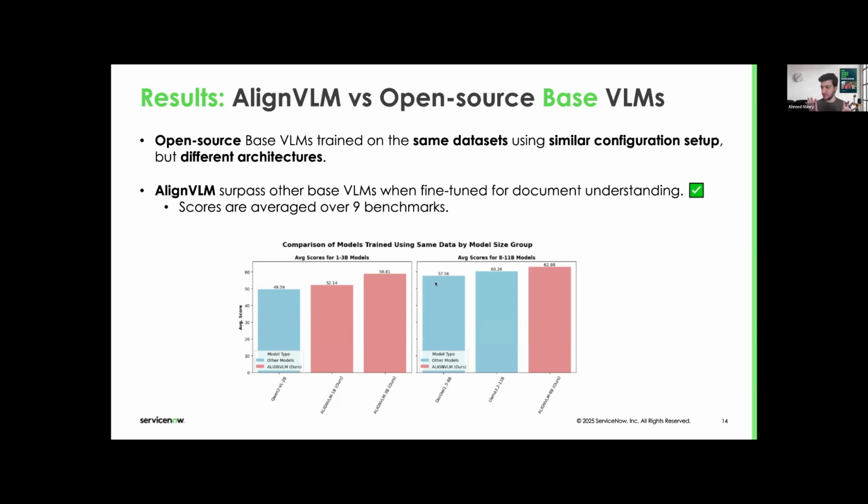So we have 2 categories of models: the small model category of 1 to 3 billion parameter models, and the larger model category of 8 billion to 11 billion parameter models. And it's pretty obvious that on both model categories, our AlignVLM models are outperforming the other ones. For example, our AlignVLM 8 billion is outperforming Llama 3.2. And over here, you can see AlignVLM 3 billion, and even the 1 billion is outperforming Qwen2 VL.